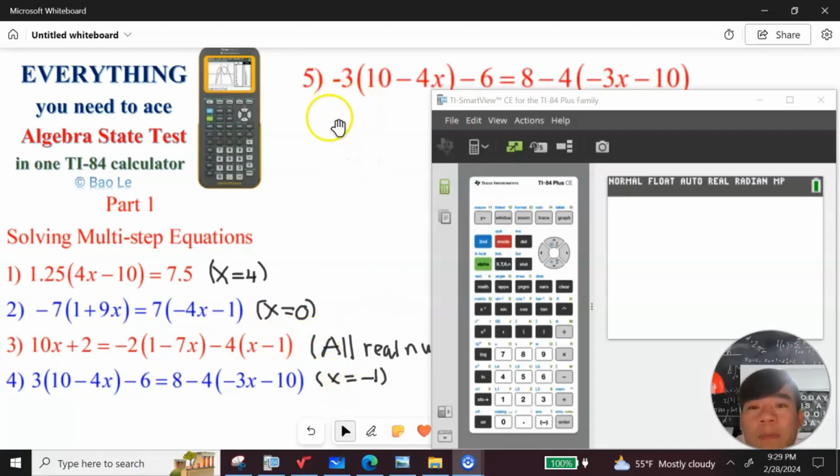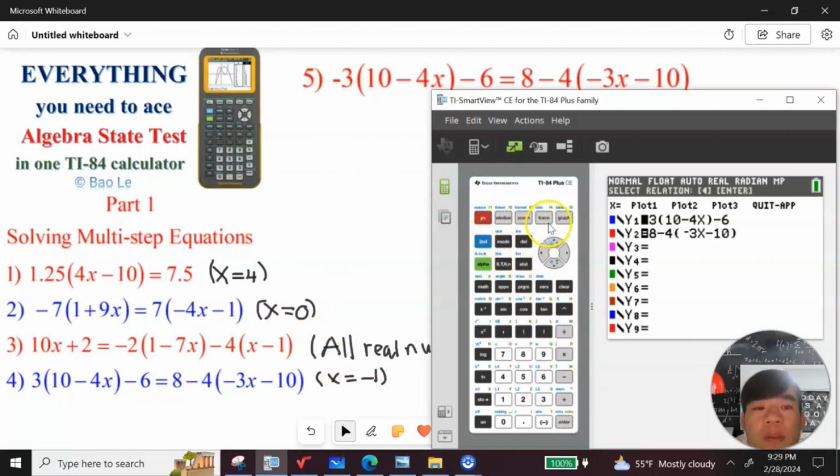Now the last problem, problem number 5 right here. Okay, so you hit Y equals -3 parenthesis 10 minus 4x, close parenthesis, minus 6. All right, the bottom is similar, same thing right here. Okay, all right, so you hit graph.